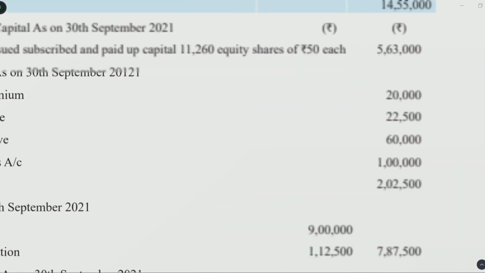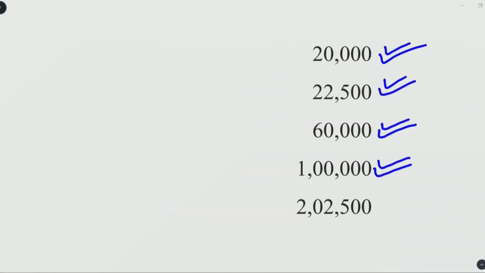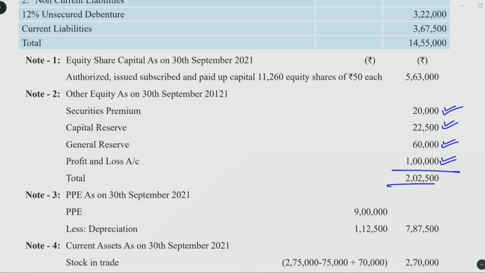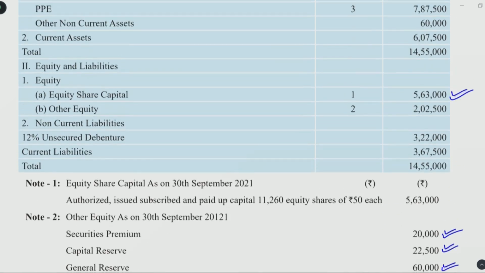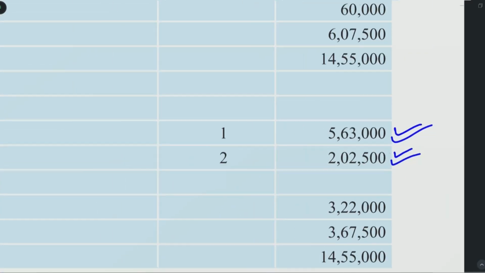Then the other amounts, the general reserve was 60,000 already. There is no confusion about this general reserve. This is definitely 60,000. This is 1 lakh which has got accumulated in profit and loss balance. So your overall balance in other equity would be 2,02,500, that has been mentioned over here, which matches with this particular amount, 2,02,500, which I believe now you should be clear with.